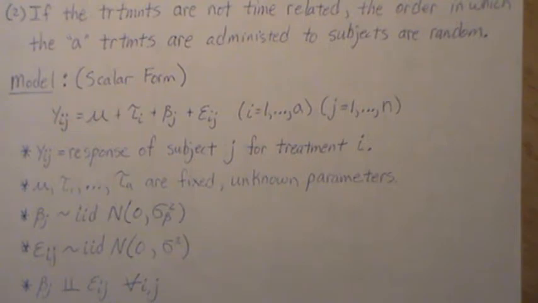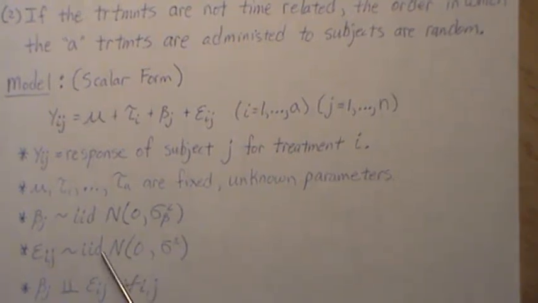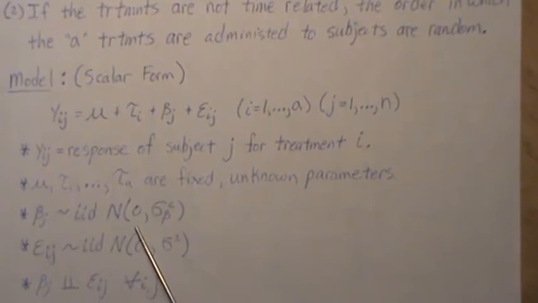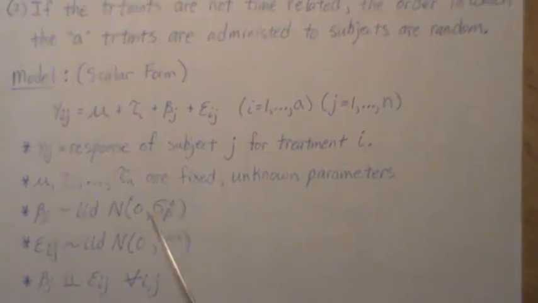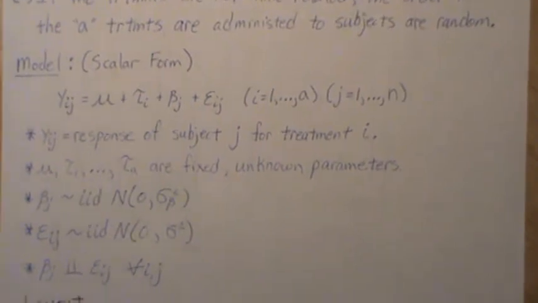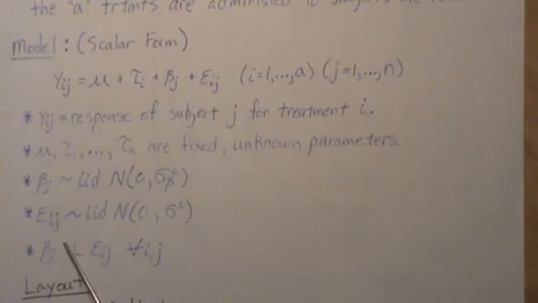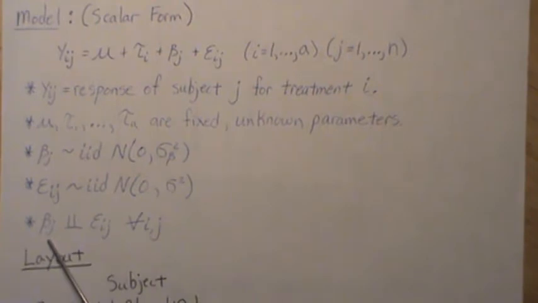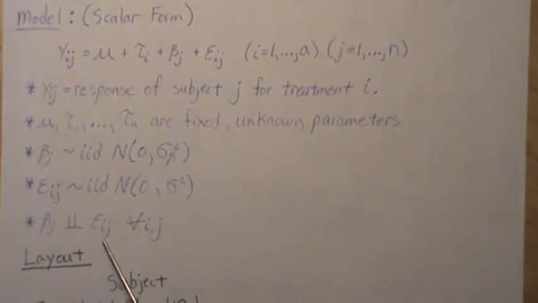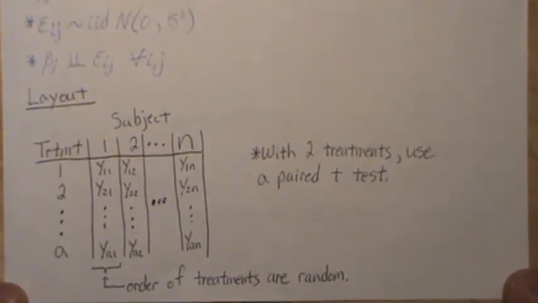And so we're taking a sample of subjects for this experimental design. We're assuming they're normally distributed with mean zero and they have some variance associated with them. The error term, epsilon_ij, is IID normal, zero mean, constant variance sigma squared. We're going to assume that the subject and the overall error are independent. This is for all i and j. And this is the general layout.